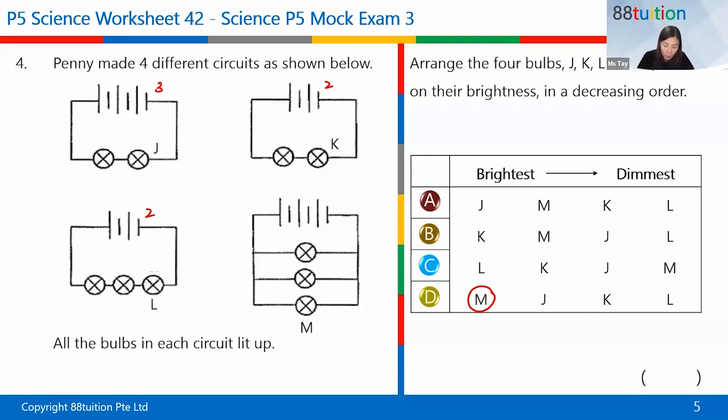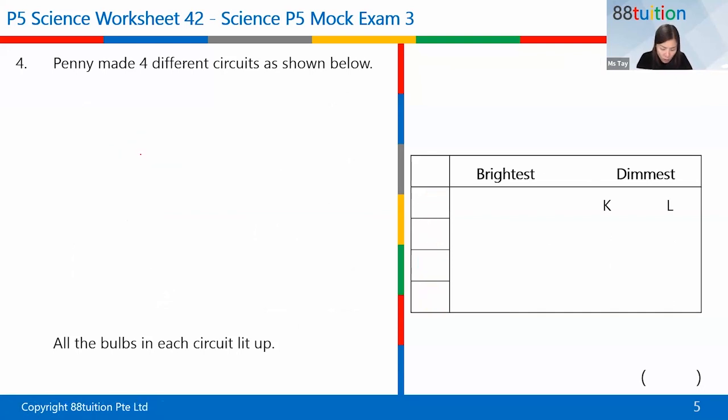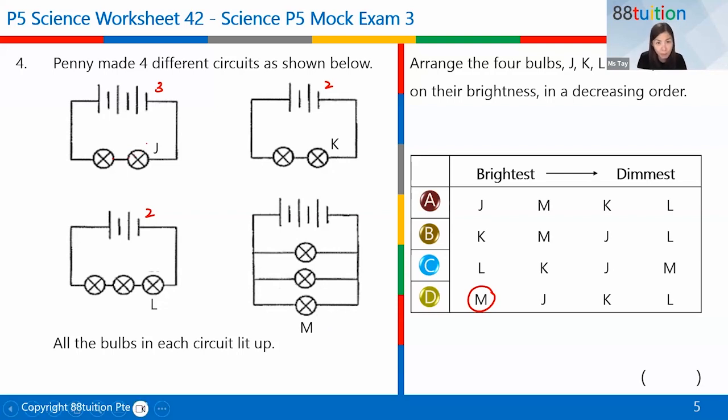Okay. You know why this one will be the brightest? You know why M? Okay, let me just explain to you. When you have this kind of arrangement in series, whatever electrical power is being shared by the 2 bulbs, no matter how many units of electricity, they have to share half. So that means it's like 1.5 and 1.5. Can you see that? Whereas when you put it in a parallel arrangement, each of them will have 3 units.